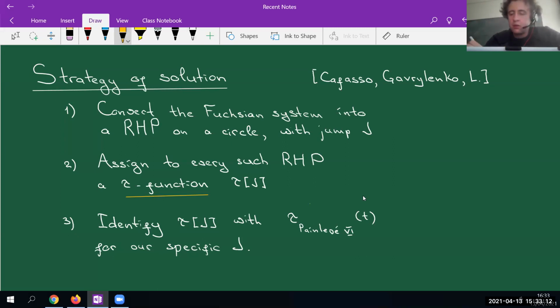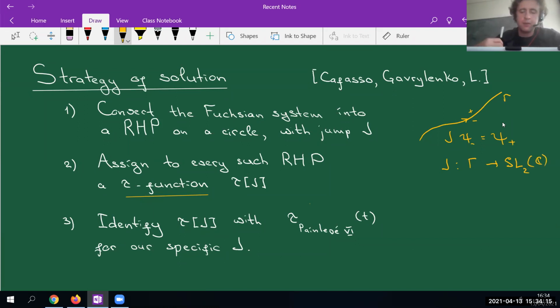So just to remind, what is a Riemann-Hilbert problem? When we have some oriented contour, let's say in the complex plane or on the Riemann sphere, some contour with direction. The direction means that we have a plus side and a minus side. So we are asking to find piecewise holomorphic functions ψ₊ and ψ₋, which are related by this equation, where J is some matrix defined on our contour. It's a map from Γ to, let's say, SL(2, C) in our case.